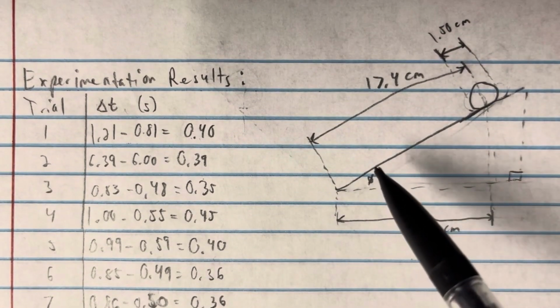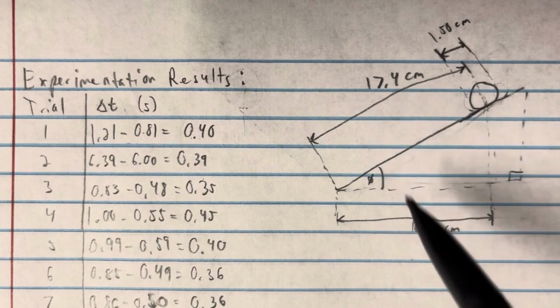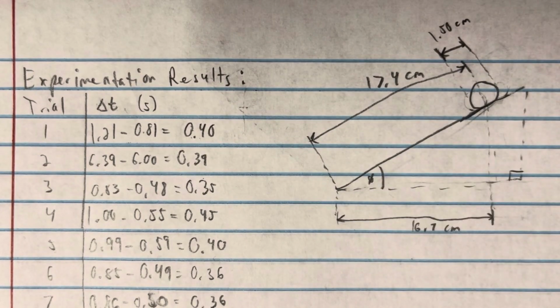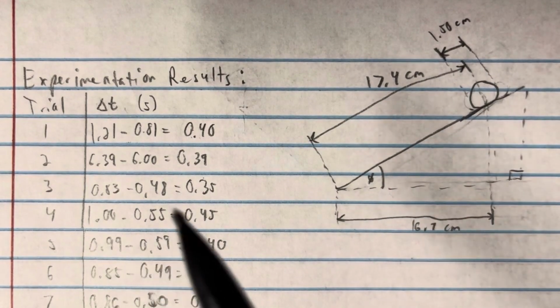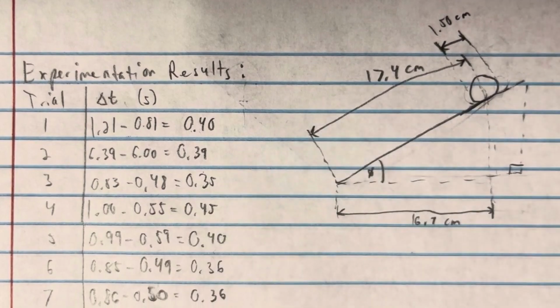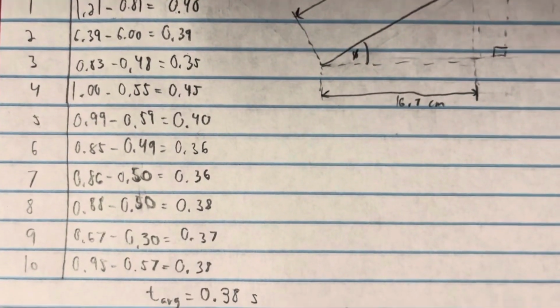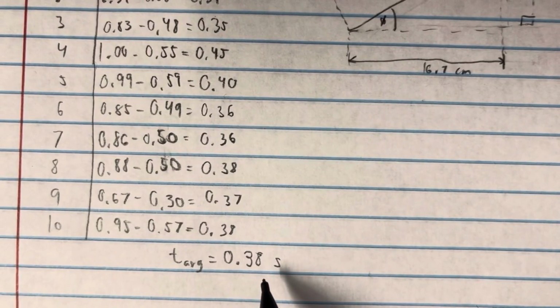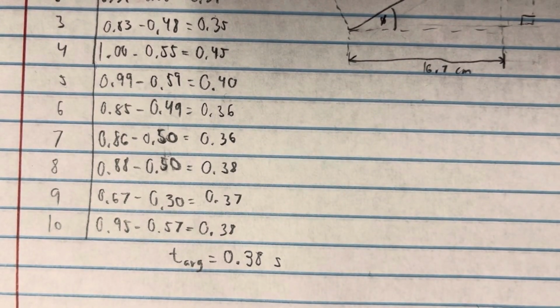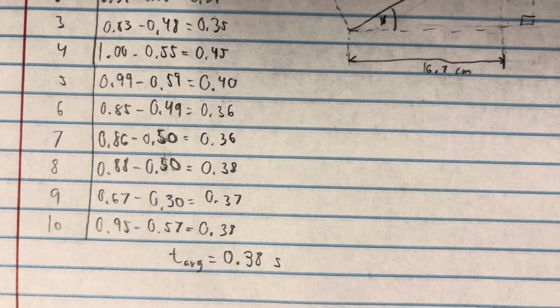Phi here is not directly known, but we can use these two values, the inverse cosine relationship, to find phi. Now we can look at our experimental results. As you can see, all of it teeter around 0.4. In fact, the average value I received for the time was 0.38 seconds. We can use dynamics to analytically determine the value of t and compare it to our experimental result.